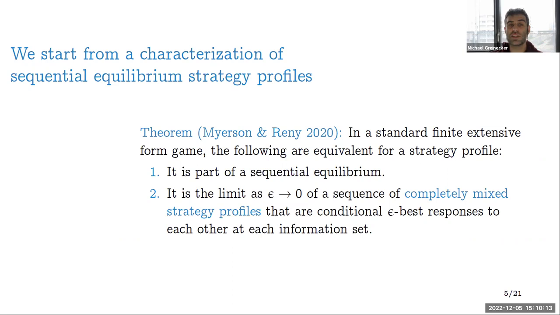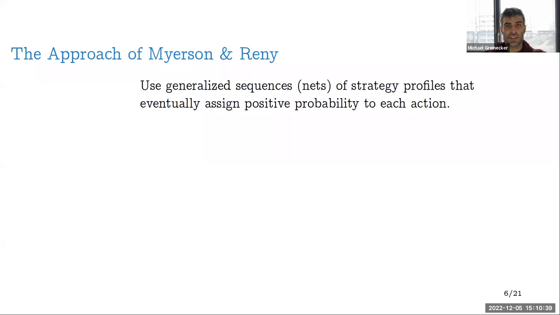Of course, this is still not the solution for the problem because it still uses completely mixed strategies. And the approach of Myerson and Reny is to really try to get something as close to completely mixed strategy profiles as possible for the setting. So, what is their substitute for a sequence of completely mixed strategy profiles? Well, they take generalized sequences, nets, of strategy profiles, with the property that eventually every action has strictly positive probability and some additional conditions. Now with nets, that's possible.